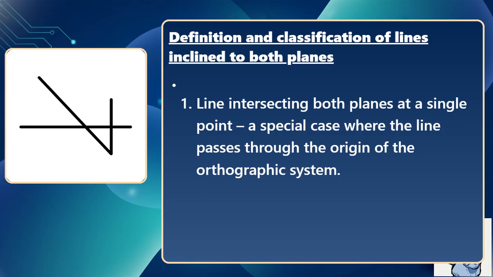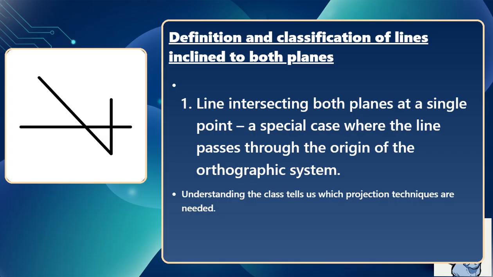4. Line intersecting both planes at a single point - a special case, where the line passes through the origin of the orthographic system. Understanding the class tells us which projection techniques are needed.